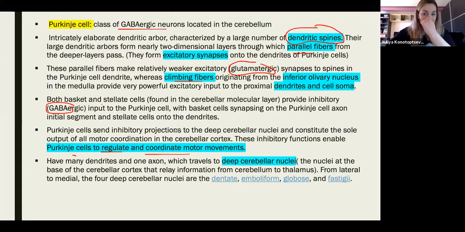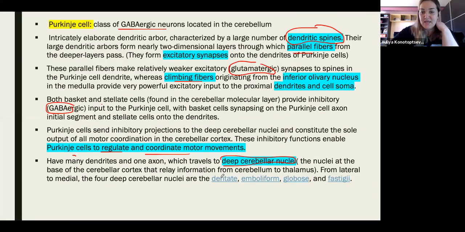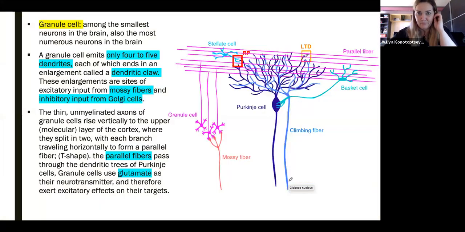Okay, this is important. Which deep cerebellar nuclei, Vera, right? I told you there are 4 of them here. Which ones, Vera? Dentate, emboliform, globose, and fastigiae. Okay, so these 4 are the nuclei present in the deep cerebellar region. They are the deep cerebellar nuclei.